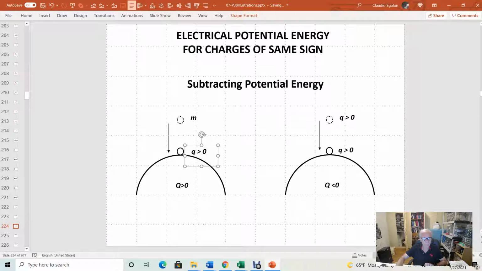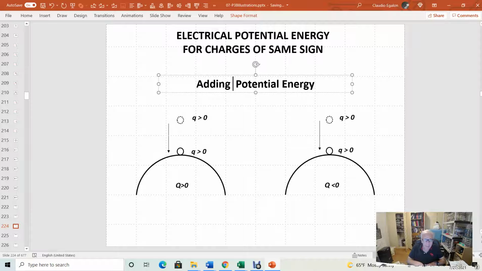Okay, so those charges, they tend to repel one another. So when I approach the two charges, the tendency is to resist the motion, to resist having the one approaching the other. So we are not subtracting, we are adding potential energy. Exactly the inverse, right? It's like compressing a spring. You compress a spring and you are adding potential energy.